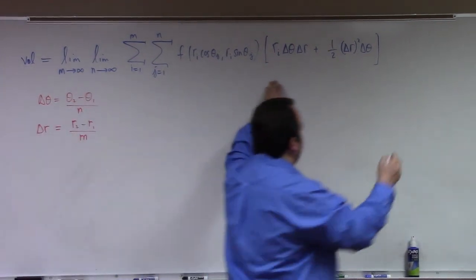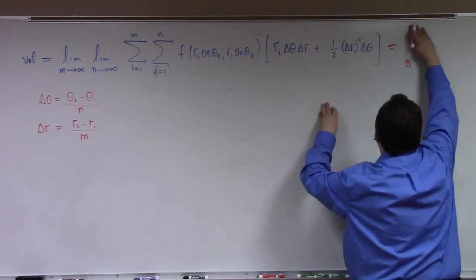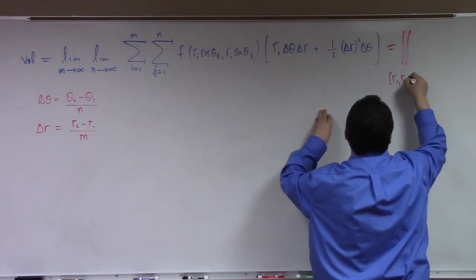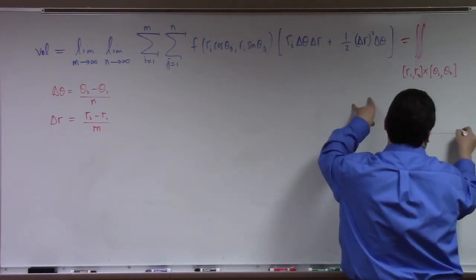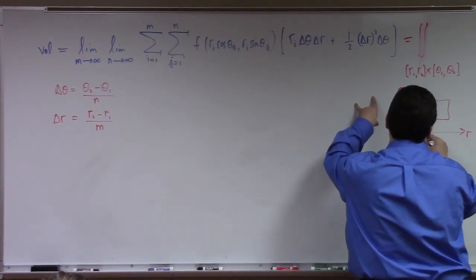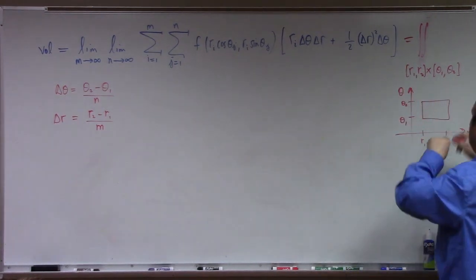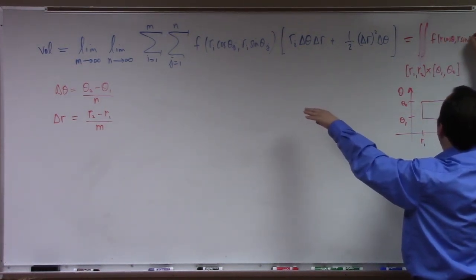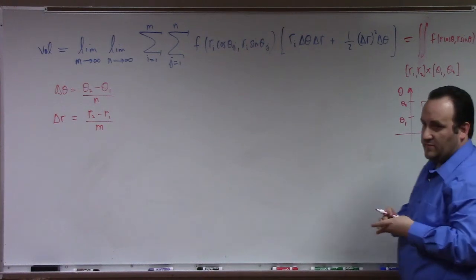This is nothing more than the Riemann sum, right? This is the integral, theta 1 to theta 2. Well, let me just write it this way. It's the double integral over the rectangle, r1, r2, Cartesian product with theta 1, theta 2. This is a rectangle in the r theta plane, right? Like that. And that's f of r cosine theta, r sine theta, and then r d theta dr, which is the theorem.